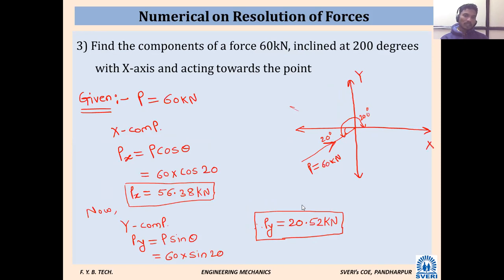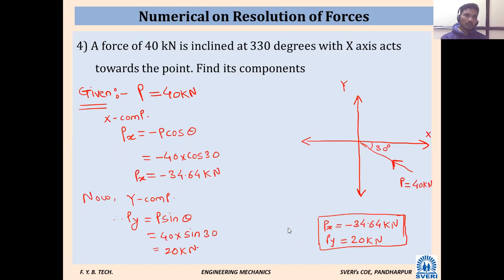Next, a 60 kilonewton force inclined at 200 degrees. How have we taken this 200 degrees inclination? With whom is it given? With the x-axis. Have we taken it positive clockwise or anti-clockwise? Anti-clockwise. Once certain quadrants are acquired, which type of angle have we taken? Acute. Yes, sir. We have considered an acute angle for calculation and then we proceed.